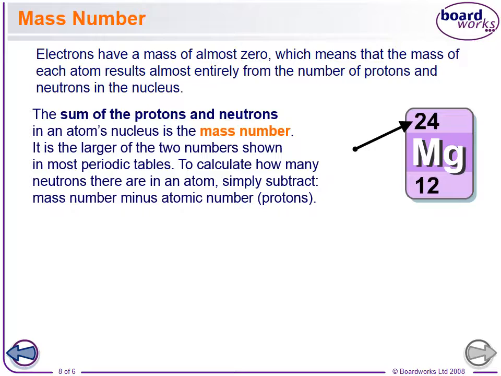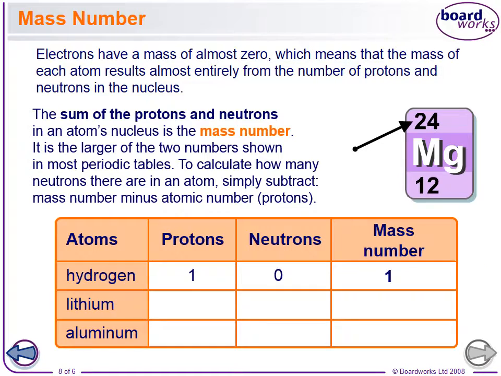To calculate how many neutrons there are in an atom, if we know that 24 is how many protons plus neutrons, and we know by looking at the atomic number, the little number, that there are 12 protons, we know that 12 out of that 24 is protons. So whatever's left over has to be neutrons. Another way to do it is simply subtract mass number minus atomic number. So 24 minus 12 is 12.